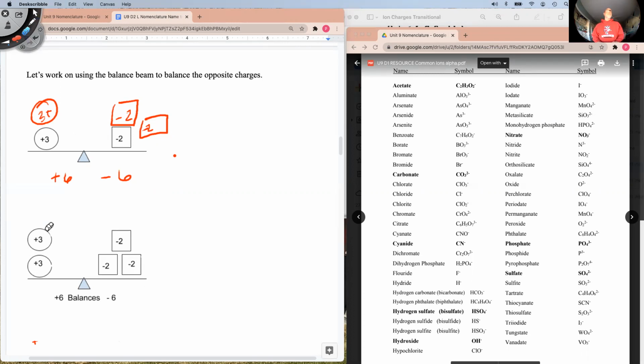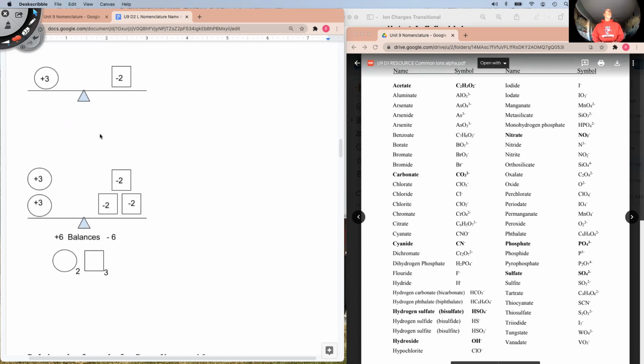So if we were going to write this formula, we would say, well, we have 2 circles and we have 3 squares. And this is how we could write the formula: 2 circles, 3 squares. And that's going to lead us to our next example. We're going to do a real example now.